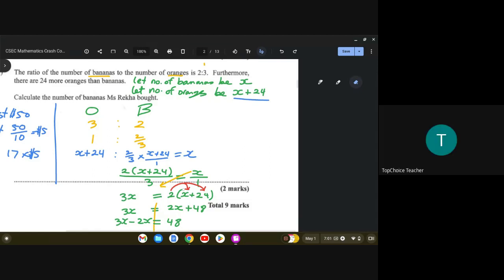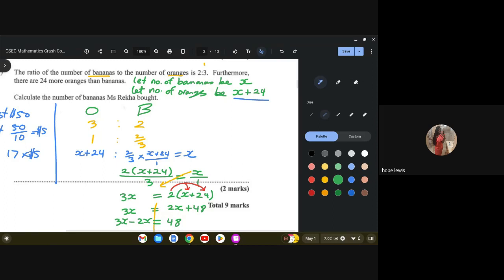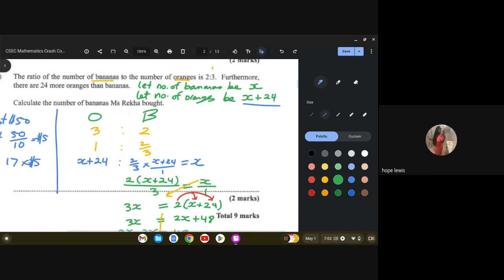Excuse me, sir. Is there an easier method to solve this? You could just multiply the number that they give you, which was the 24, by the number in the ratio. So 24 by 2, you'll get 48, and 24 by 3, you'll get 72. So the 72 will be for the oranges, and the 48 will be for the bananas. So 2 minutes, 2 marks, an easier way.